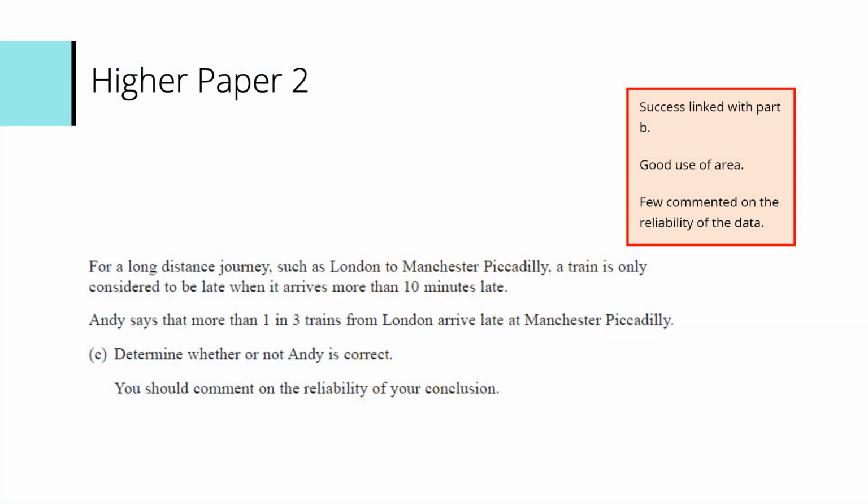This was a histogram question. Students got a histogram, and then they had to use that histogram to answer some questions. The success for part C was very much linked with part B, so students who got part B right were more likely to get part C right. Students were pretty good at using the area of histograms.